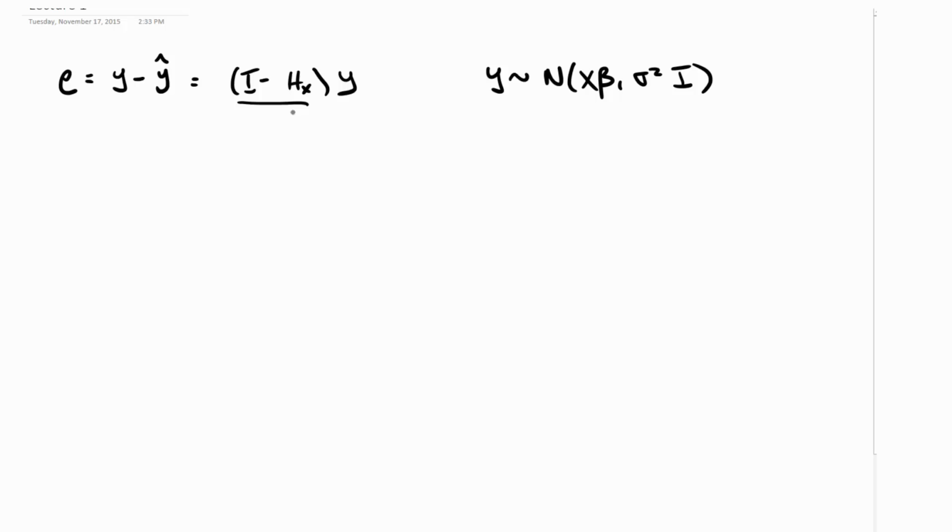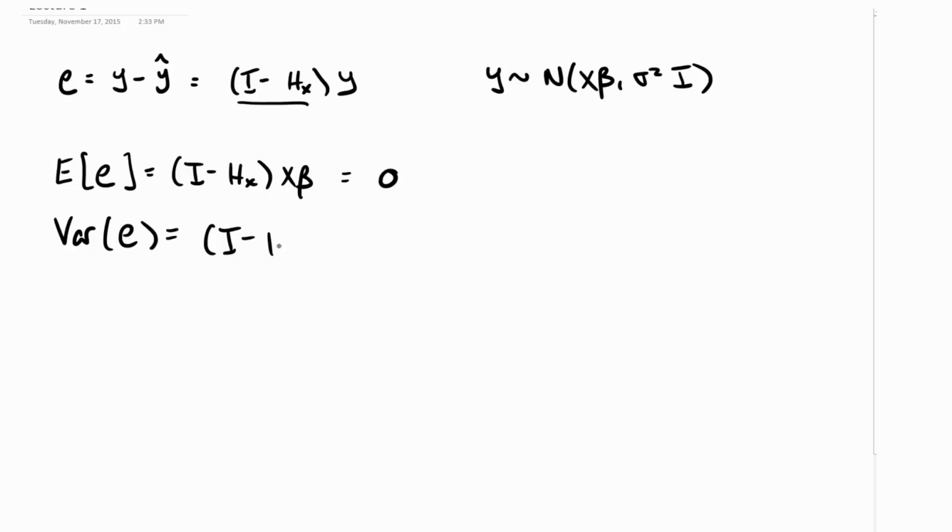So the residuals are singularly normal distributed, and their expected value is I minus h of x times x beta, which is 0, for the reasons that we've discussed at length. The variance of the residuals is then I minus h of x sigma squared I minus h of x, which is just I minus h of x sigma squared, since the matrix I minus h of x is idempotent.